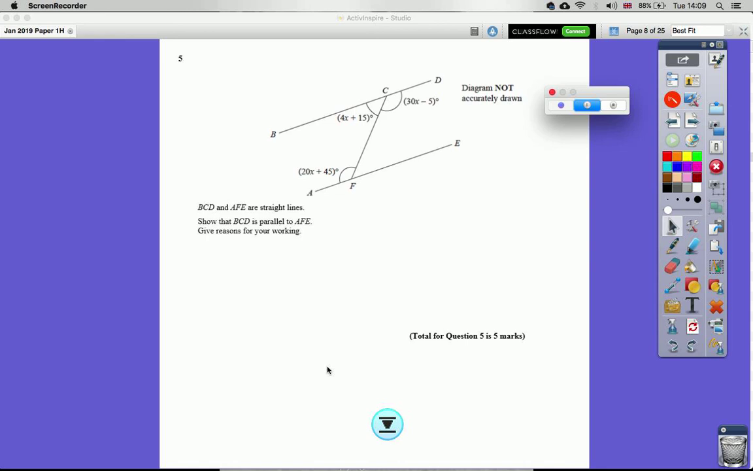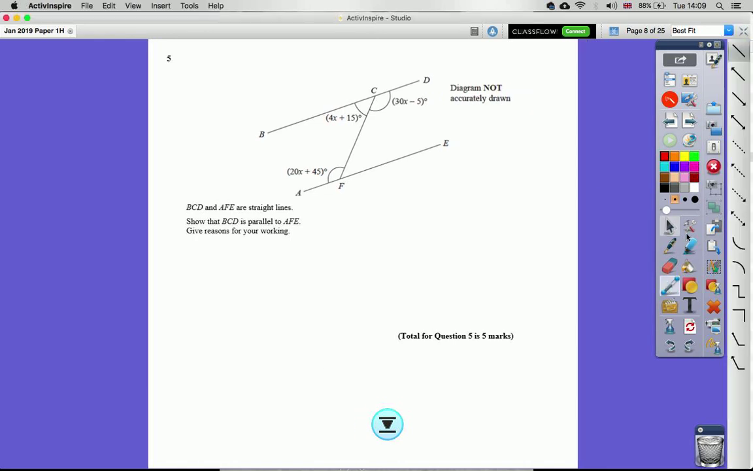The question says BCD and AFE are straight lines. BCD is this one, and AFE is this one. These two are straight lines. Show that BCD is parallel to AFE. Now there can be two conditions which can make these two lines parallel.